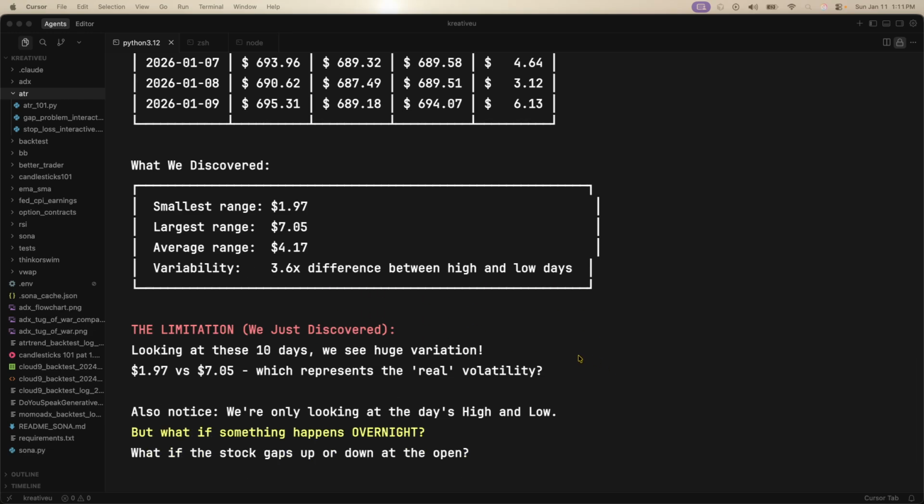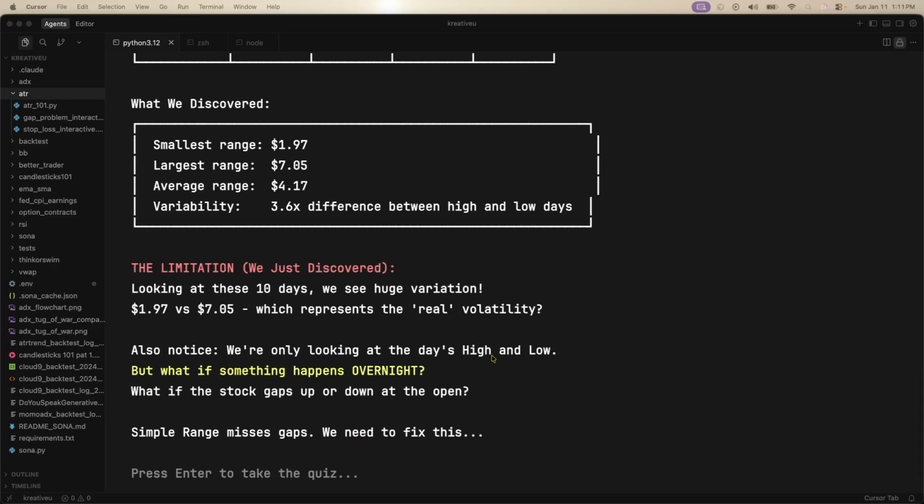The limitations, just what we discovered: looking at the past 10 days, we see a huge variation from 1.97 to 7.05. This represents real volatility. Also notice we're only looking at the day's high and low. What happens overnight? What if the stock gaps up or gaps down? The simple range misses the gap, and here's how we fix it.